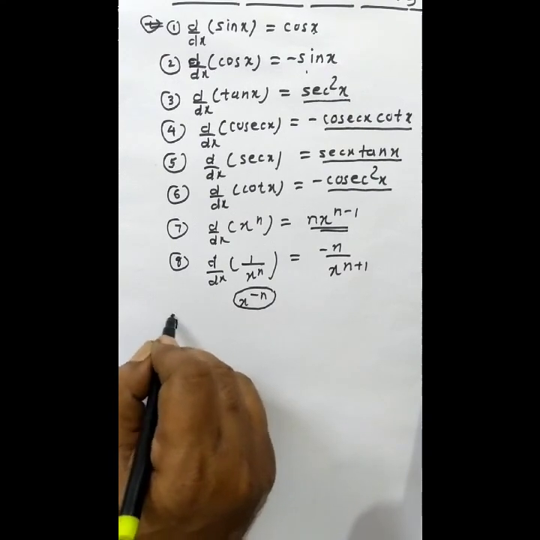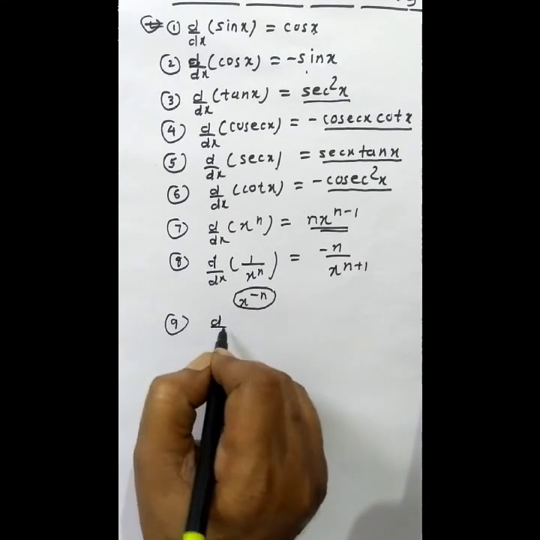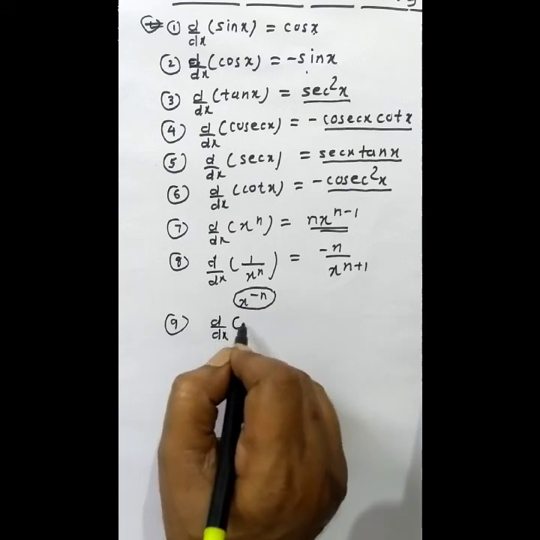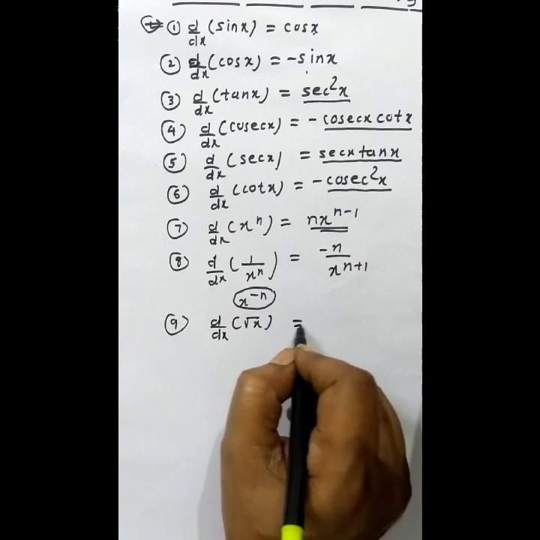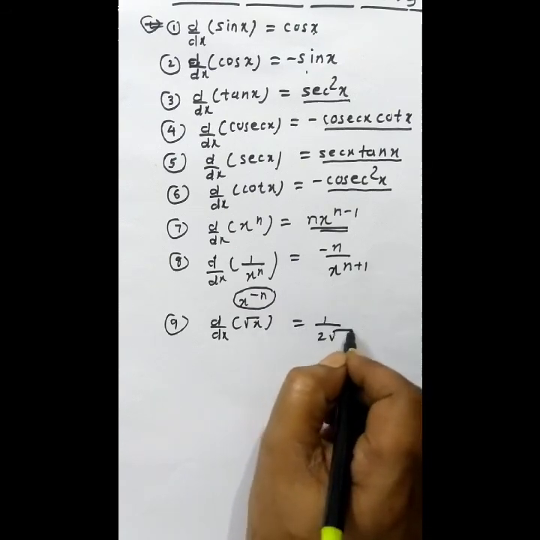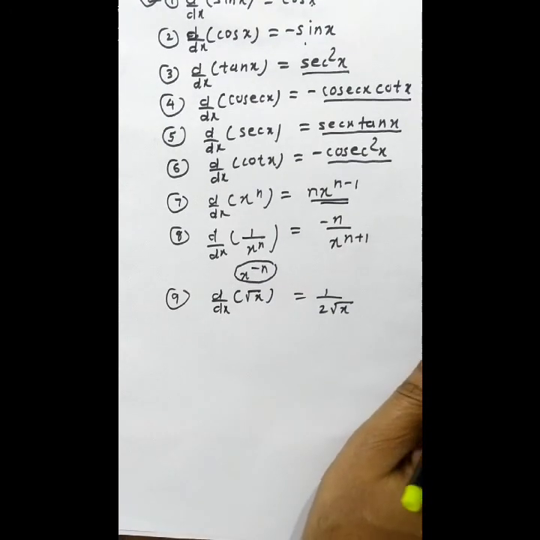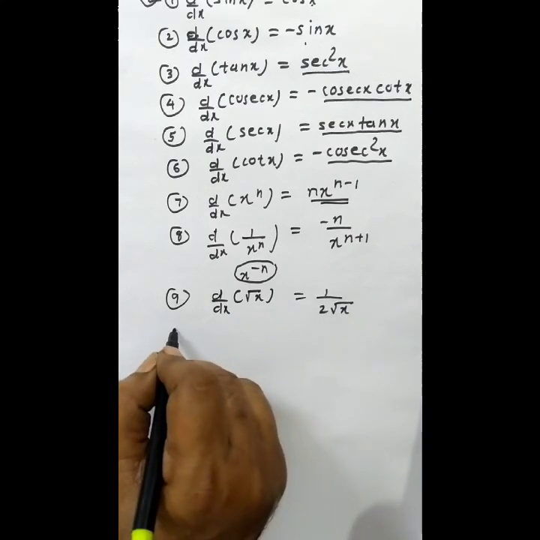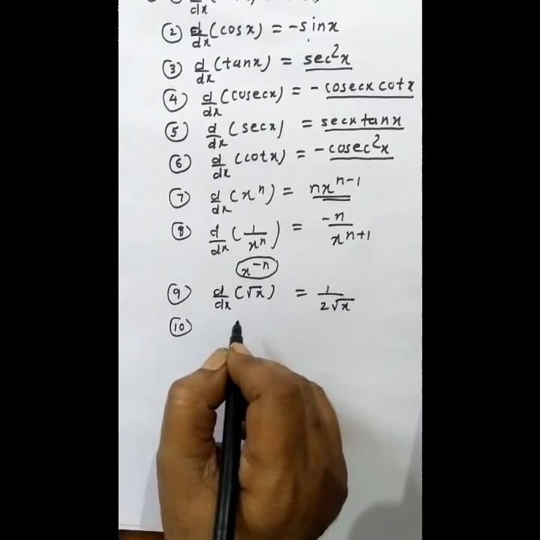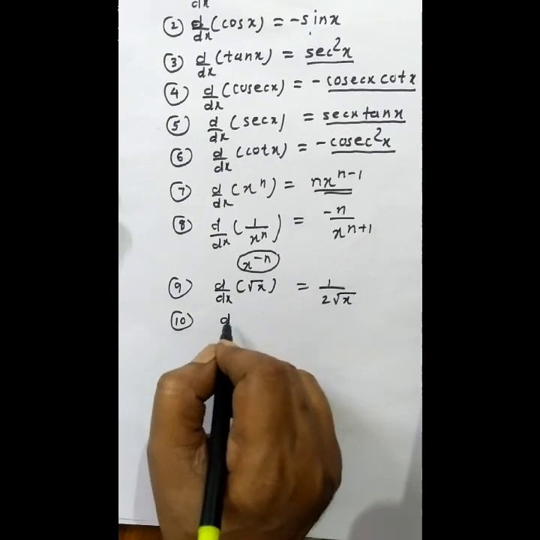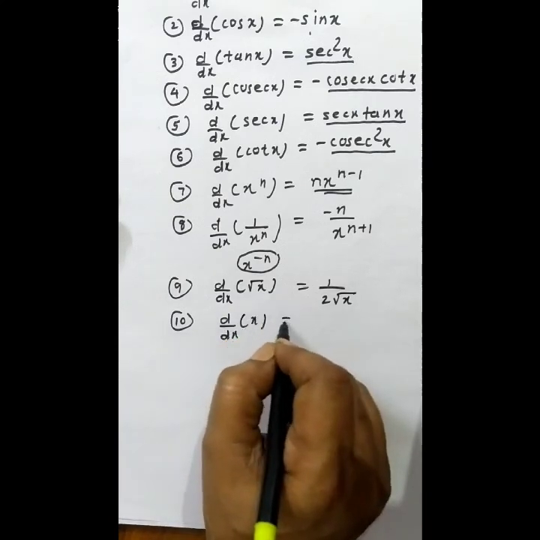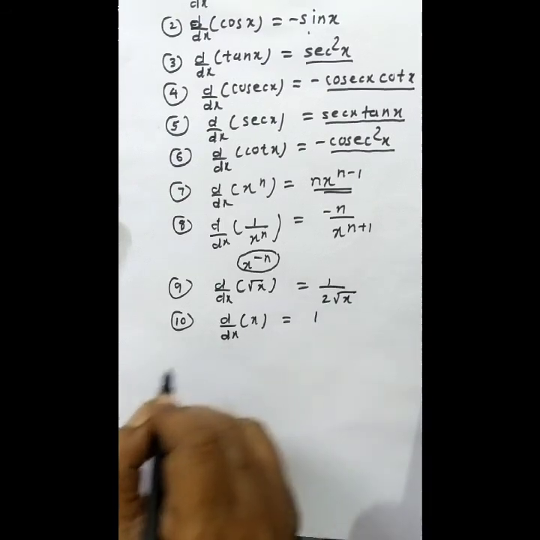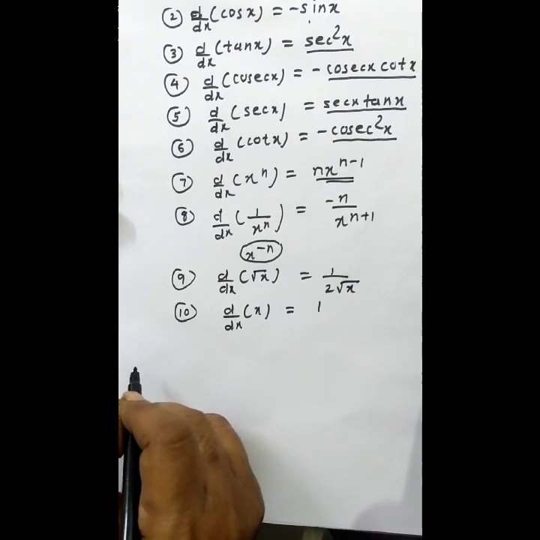Now the next is d by dx of root x. Derivative of root x is 1 by 2 root x. This is a very, very important formula. Then derivative of x, d by dx of x, is 1. This is also a very important form. So wherever x comes, you can use 1 directly.